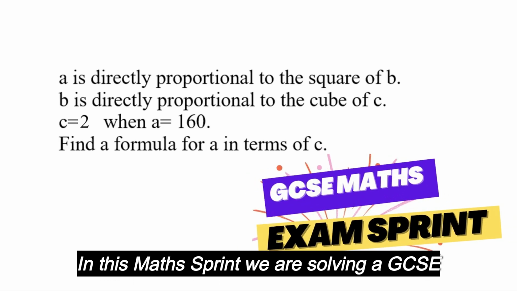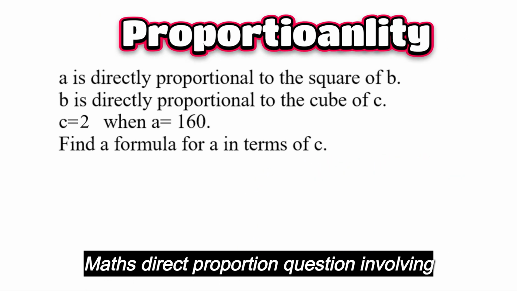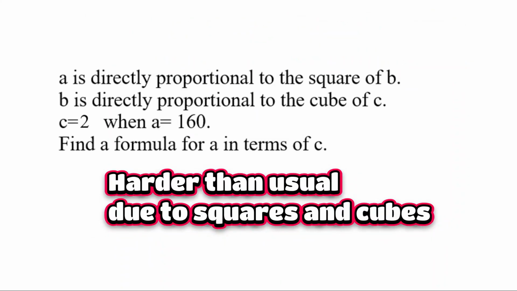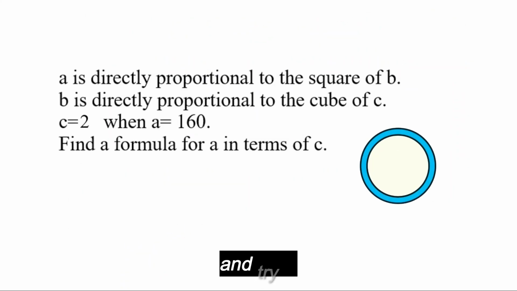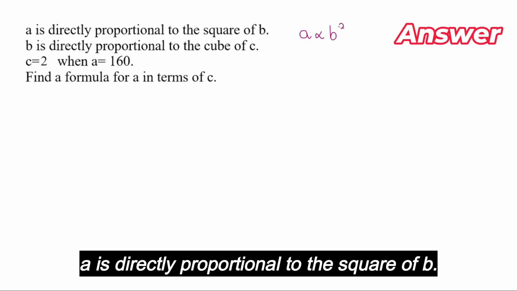In this maths sprint, we are solving a GCSE Maths direct proportion question involving squares and cubes. Pause the video now and try it. Here's the answer. A is directly proportional to the square of B.